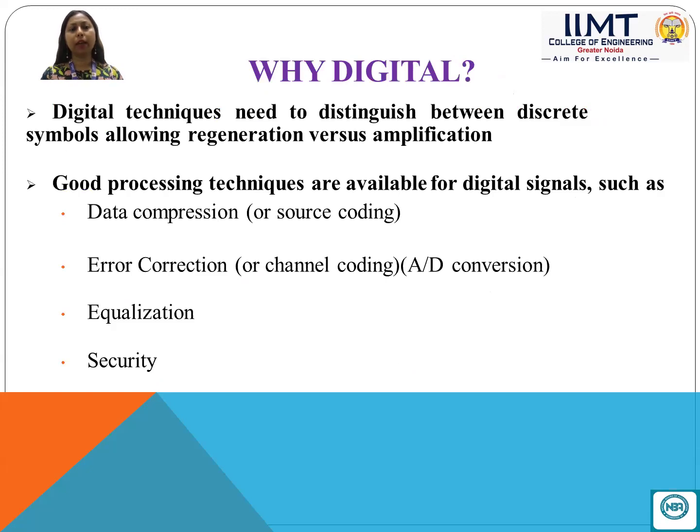Here, why digital? Why do we require the digital signal and why is this subject very important? As we know, digital techniques need to distinguish between discrete symbols, allowing regeneration versus amplification. Good processing techniques are available for digital signals, for example data compression for source coding, error detection for channel coding, analog to digital conversion, then equalization and security purposes.